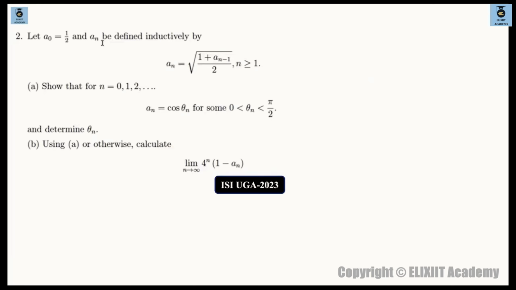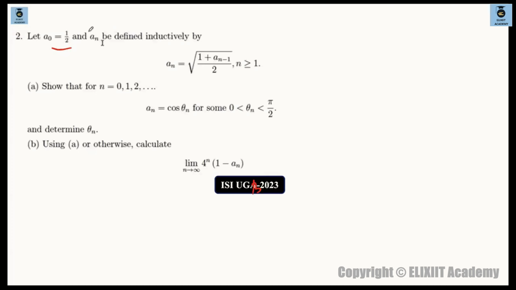Okay, so next, once again, this is a UGB question, not UGA. UGA is printed here. This is a UGB question, ISI UGB 2023, and it is based on sequences. Actually, more of a trigonometry question, which you can solve using basic induction.